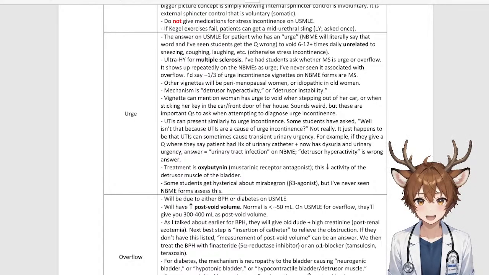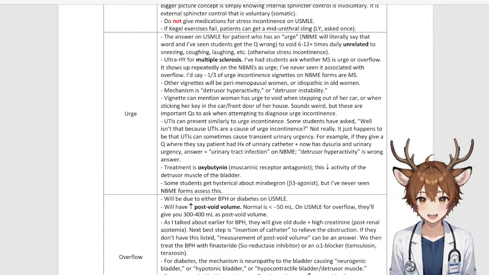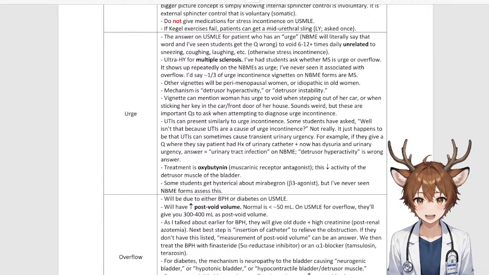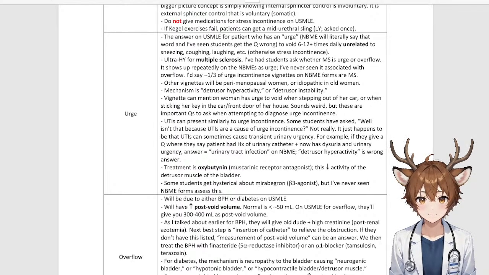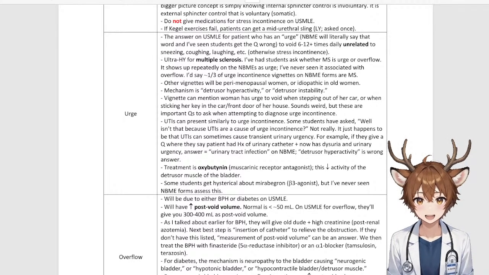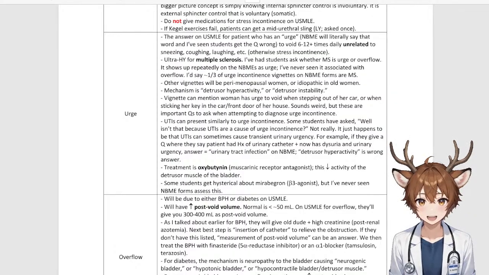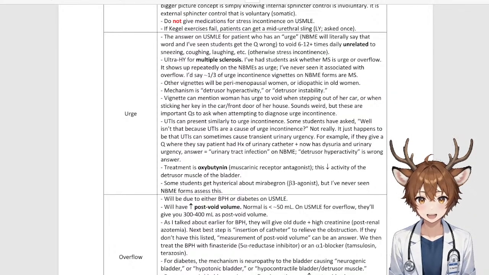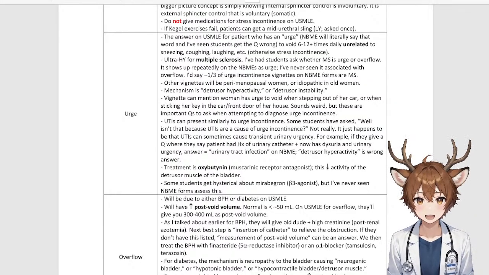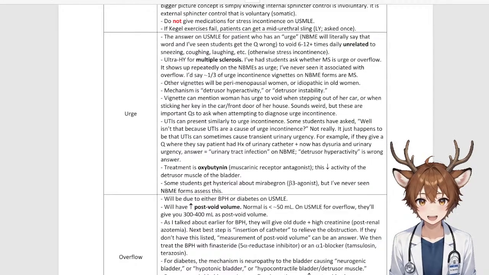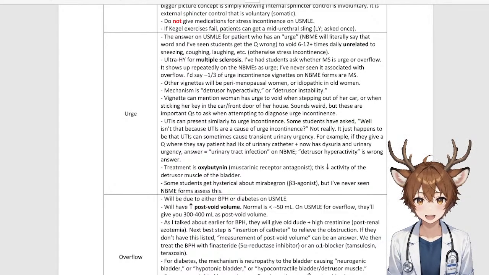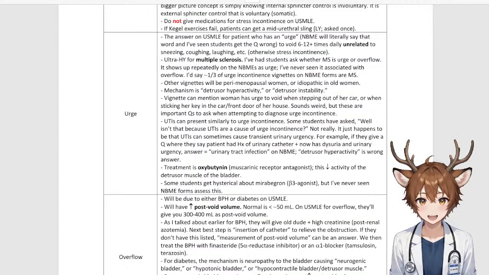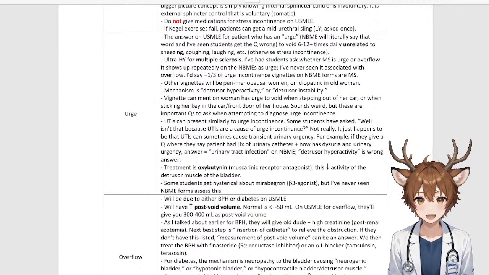I'd say 1/3 of urge incontinence vignettes on NBME forms are multiple sclerosis. Other vignettes will be perimenopausal women or idiopathic in old women. Mechanism is detrusor hyperactivity or detrusor instability. Vignette can mention woman has an urge to void when stepping out of her car or when sticking her key in the front door of her house. Sounds weird, but these are important questions to ask when attempting to diagnose urge incontinence.